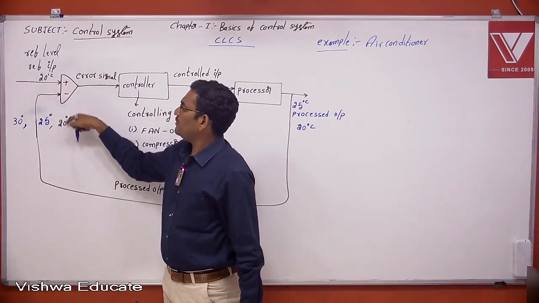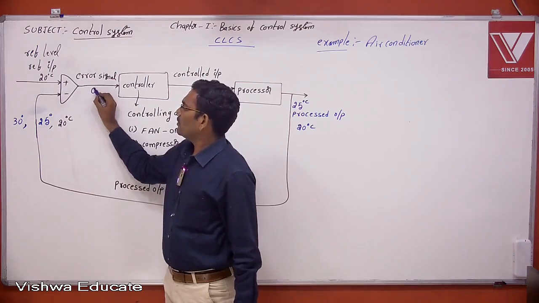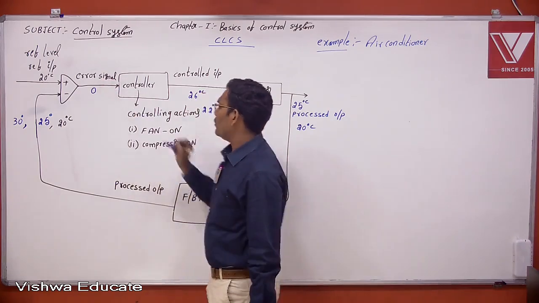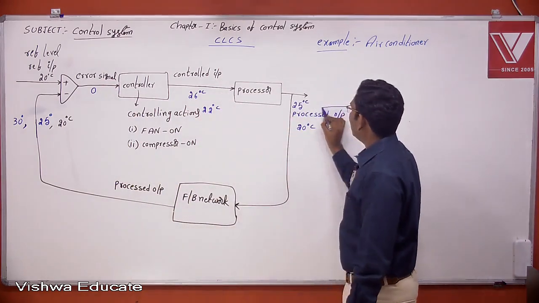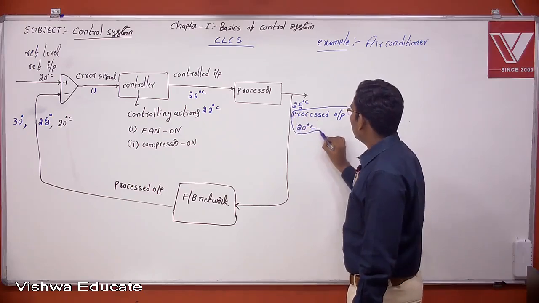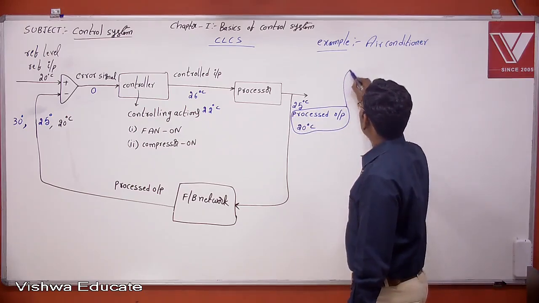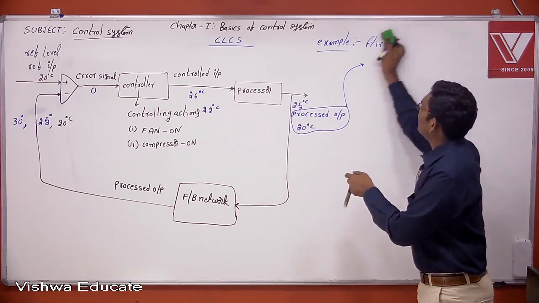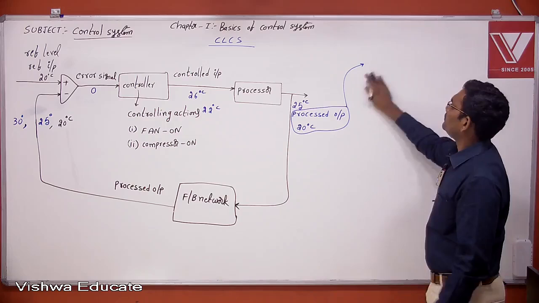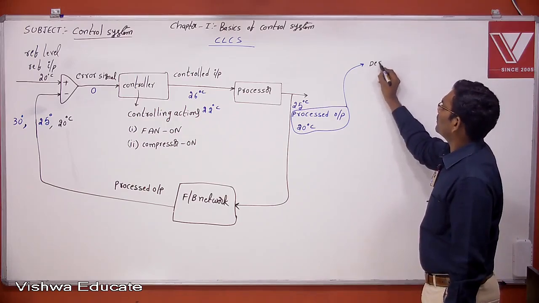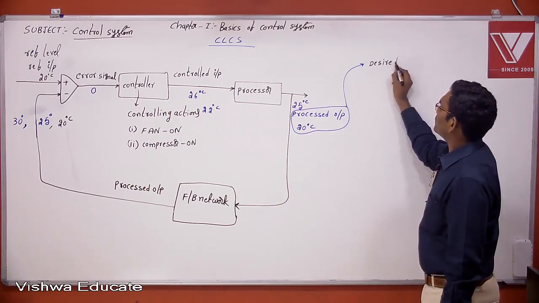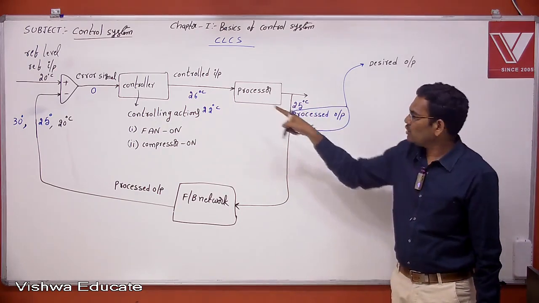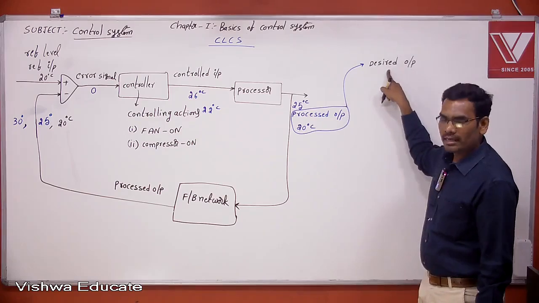And how much is the deviation? 0. Now what is the error? Error is 0. When error equals 0, then only this processed output is called the desired output. When error equals 0, this processed output is called the desired output.